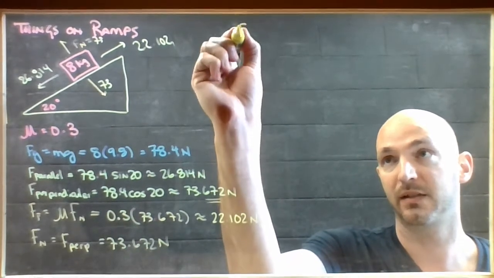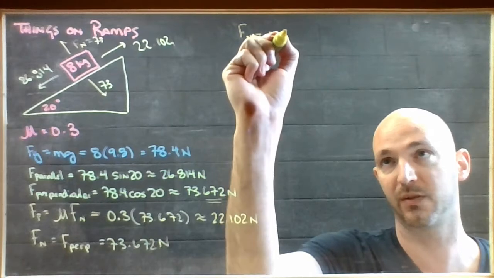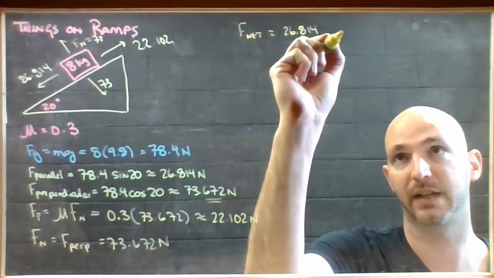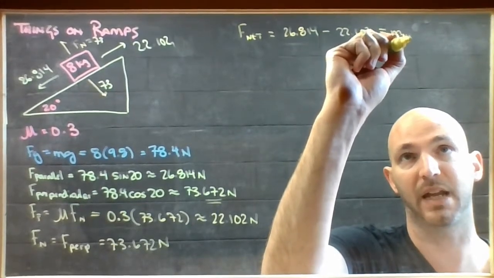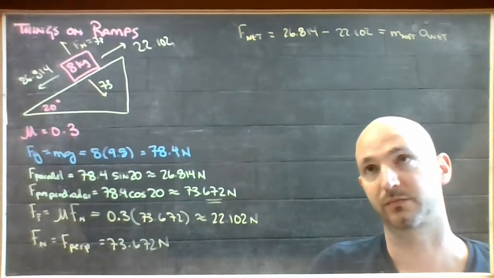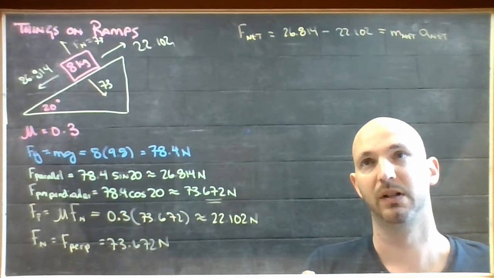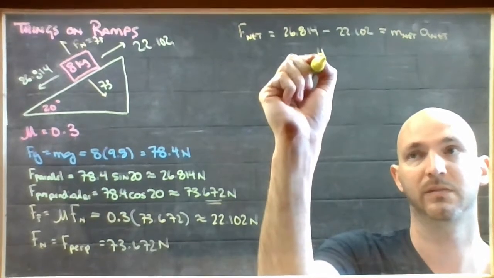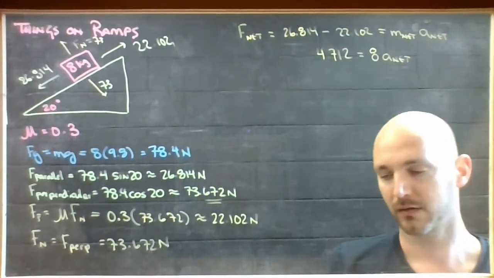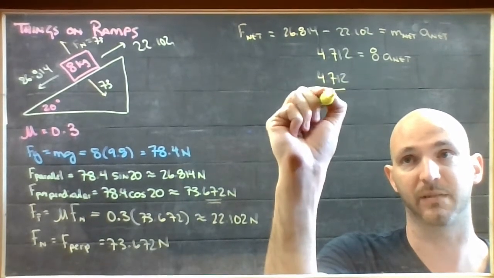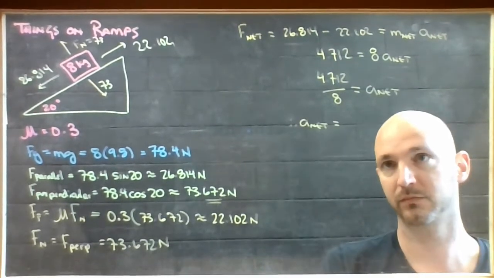So net force then, if I look, it appears to me that this 26 Newton force is going to beat that 22 one, so on it goes first, 26.814 and a 22.102. This one is resisting the motion, so it becomes negative. That should give me my net mass multiplied by my net acceleration. All right, so 26.814 minus 22.102 should be 4.712. Net mass is 8 kilograms. So 4.712 divided by 8 should give me my net acceleration. Let me just check that.